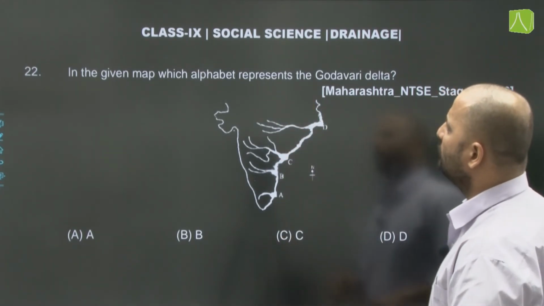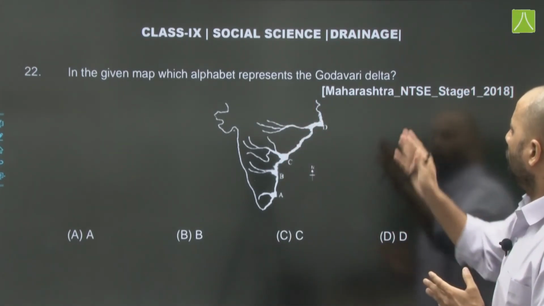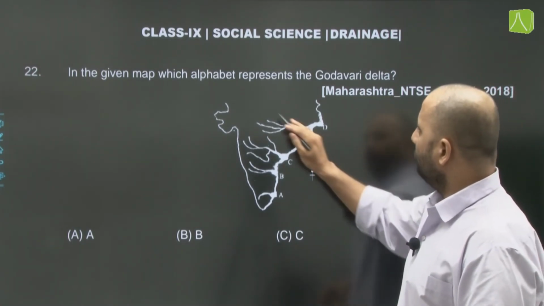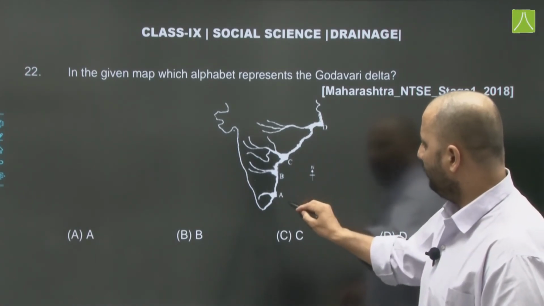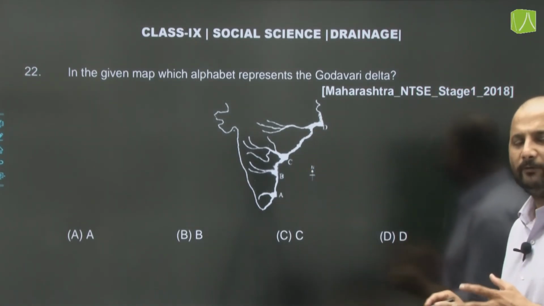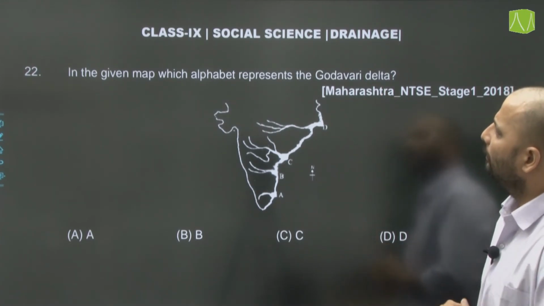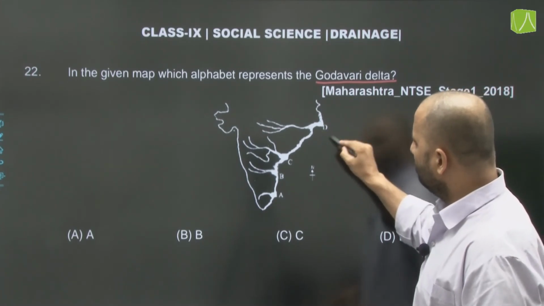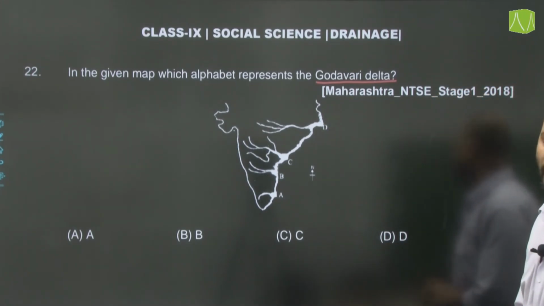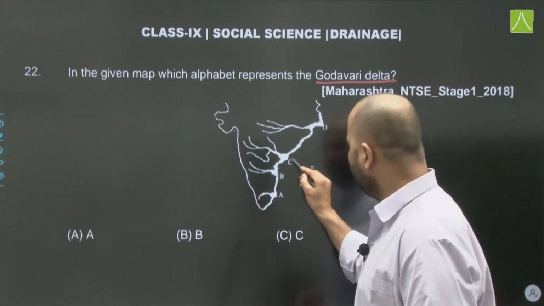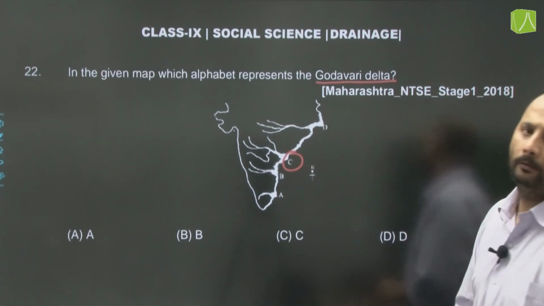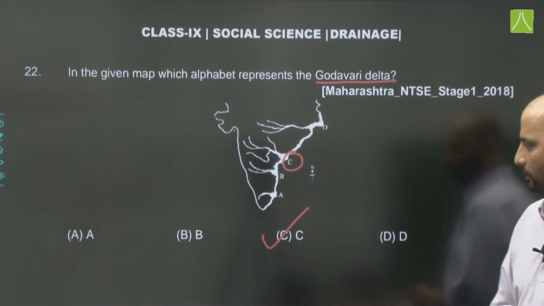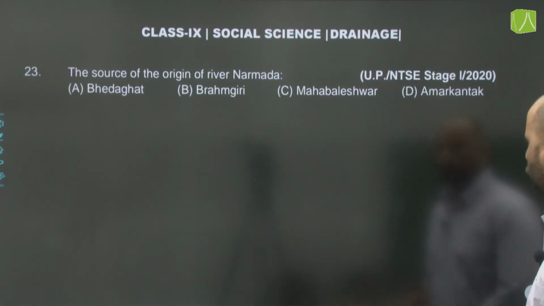Okay, so let us move on to our next question. In the given map, which alphabet represents the Godavari Delta? Maharashtra NTSE Stage 1, 2018 question. Now, some alphabets are given here on the map: A, B, C, D. Now, here we have to identify which alphabet is representing the Godavari Delta. Now, this D is clearly your Mahanadi Delta. Here option number C represents your Godavari Delta. So option number C here will be the correct answer. Okay, so let us move on to our next question.